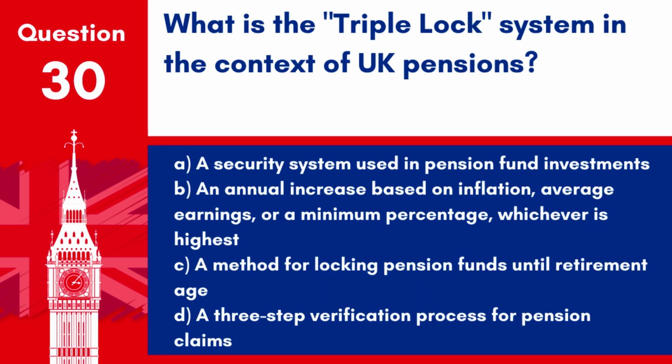What is the triple lock system in the context of UK pensions? A. A security system used in pension fund investments. B. An annual increase based on inflation, average earnings, or a minimum percentage, whichever is highest. C. A method for locking pension funds until retirement age. D. A three-step verification process for pension claims.